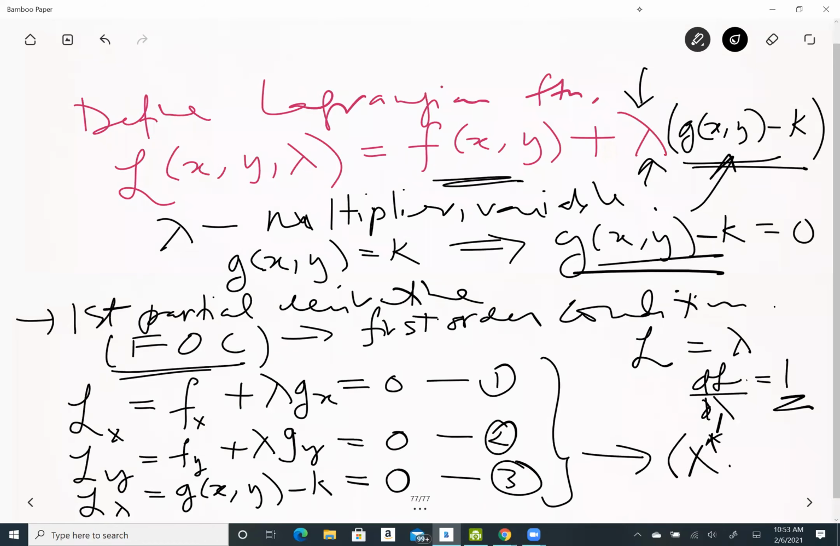x star, y star, and lambda star. But for us, we don't need the lambda. Of course, you can find the lambda, but we don't need lambda. I only need x star, y star. We need only x star, y star. So we're going to make use of the 1, 2, 3 in order to get the optimum point.